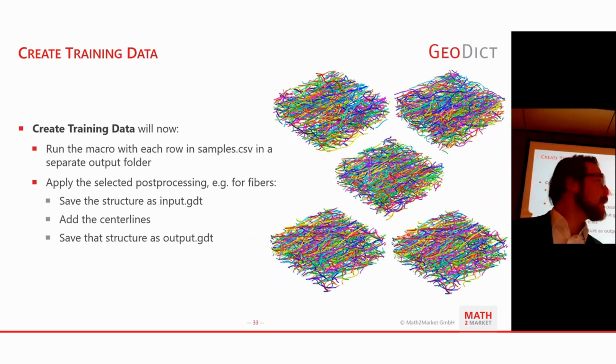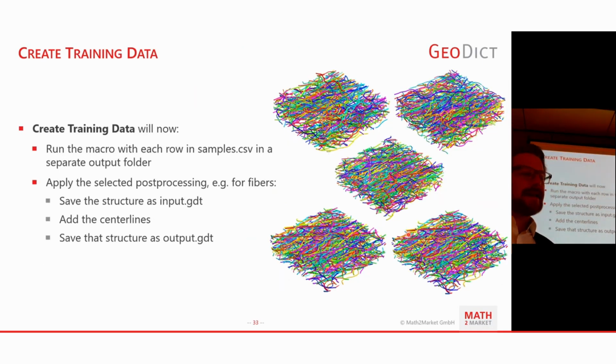So now if we run create training data, we get a set of structures which is visualized here. Again, these are the G32 labels of the structures that have been generated, or a couple of structures. And what it will do is go through the sample CSV file.